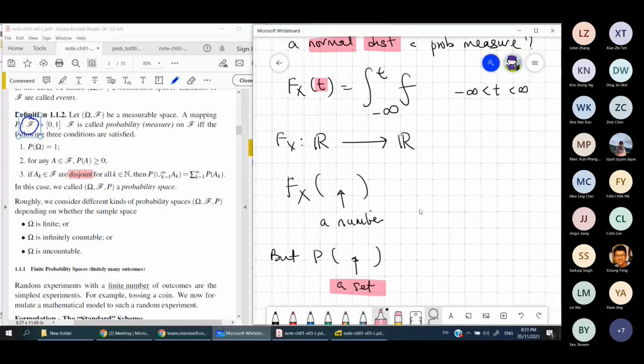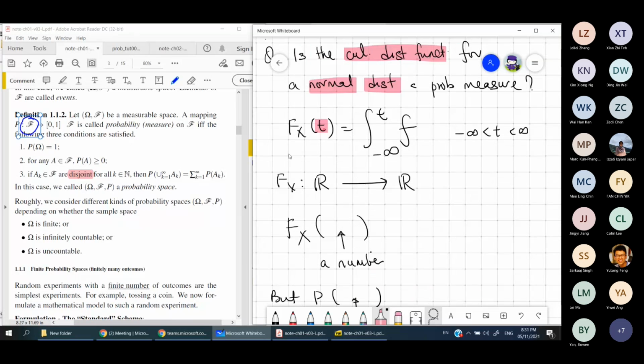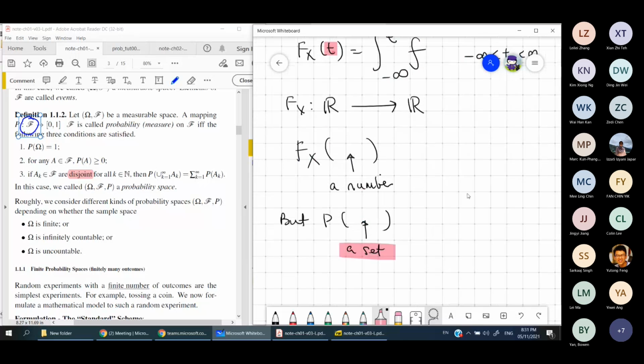But I assume you know the definition of the cumulative distribution function. I think you know it; you have learned it in your undergrad course. So I think no problem, we can discuss it over here. So you can see the difference. This is a distribution function, so the domain, the object that we assign a value to, will be a number. But for probability, the object that we want to assign the value to will be a set. An event, a set.